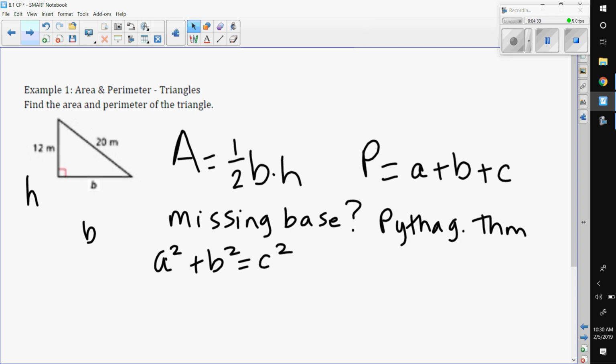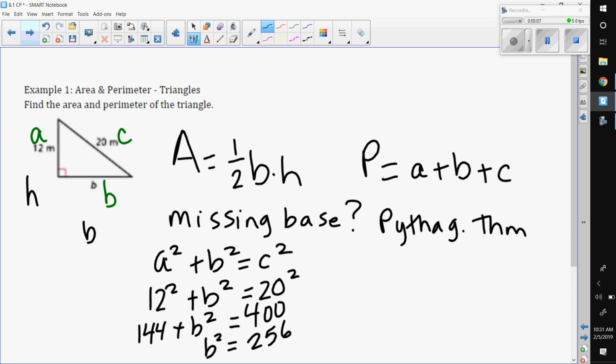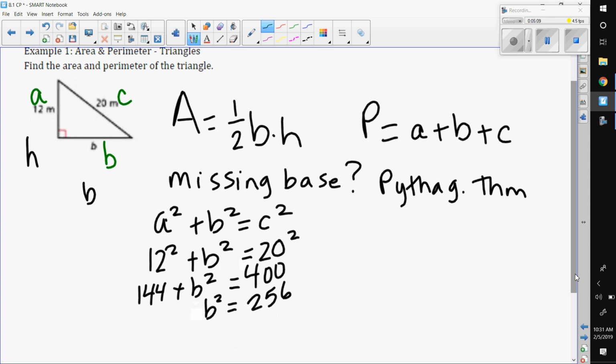In this case, I have a side length A, a side length B, and a side length C. So to plug those in, I've got 12 squared plus b squared equals 20 squared, which gives me 144 plus b squared equals 400. So b squared equals 256. I take the square root. I only want the positive. So I've got b equals 16.